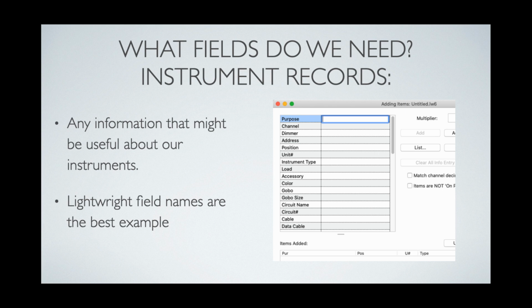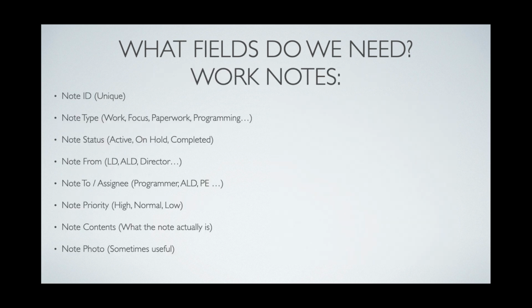So let's talk about instruments to begin with. I think the most obvious thing we can look at is Lightwright. Any information that might be useful about our instruments is going to go into this instrument records table. We want to have individual fields for each one of these items: purpose, channel, dimmer, address, etc. The work notes one might have more information involved. Note IDs, what kind of note it is, who the note is from, who the note is for, etc.